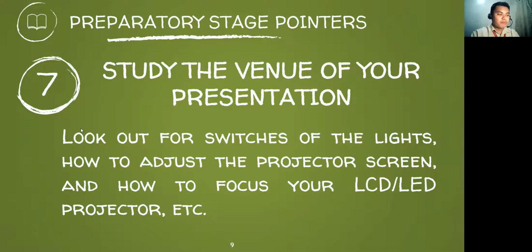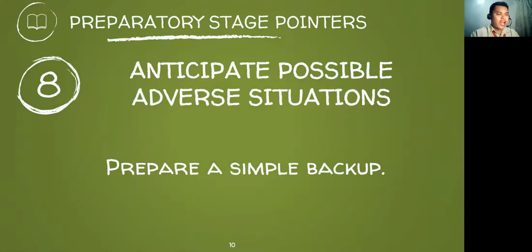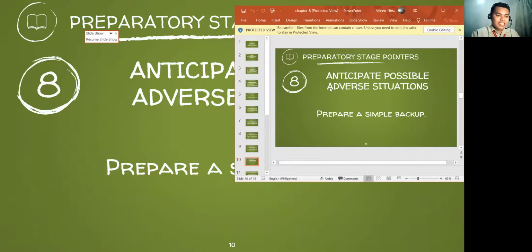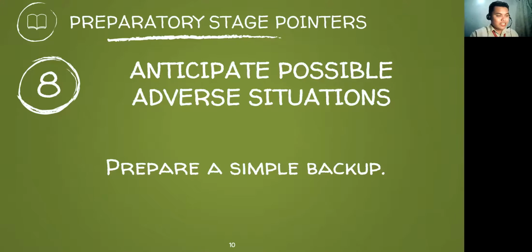And the next one would be, and probably the last one, anticipate possible adverse situations. What do you mean by this? Adverse situations. This means that you need to expect technical difficulties or technical problems or any unnecessary situations. For example, your PowerPoint is not working, the projector is not working, the microphone is not working. So you need to have a simple backup.